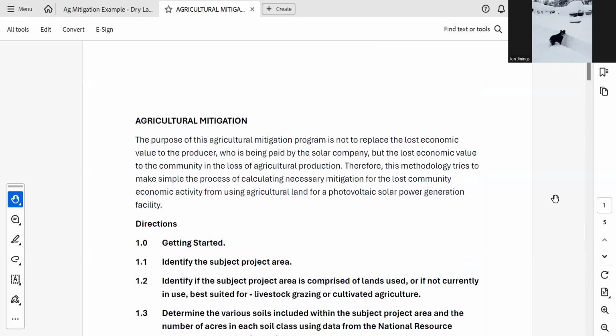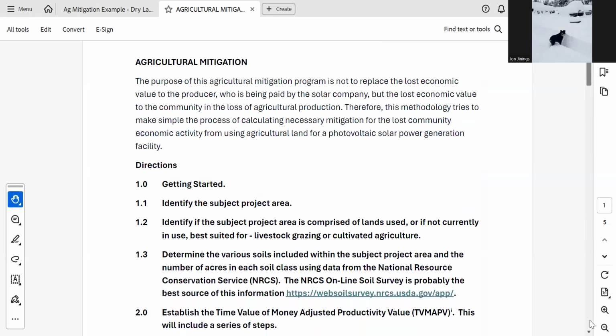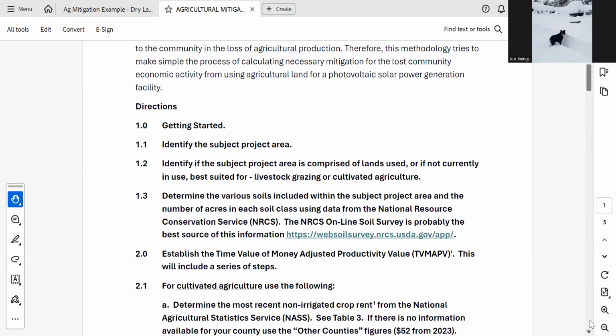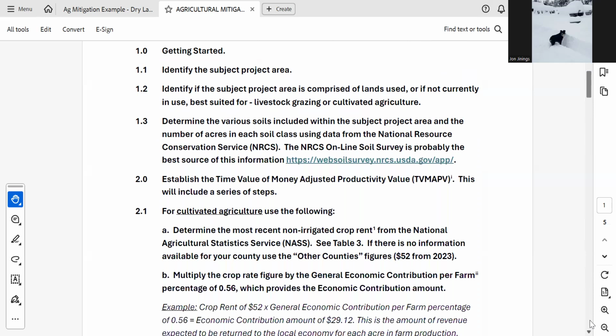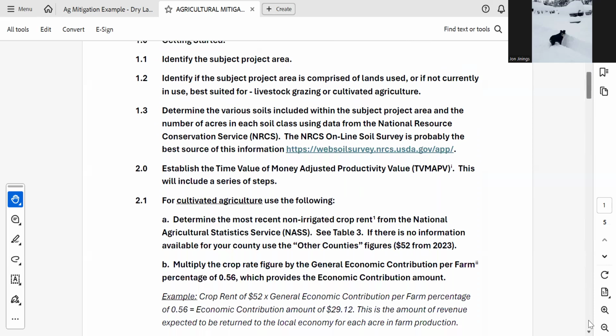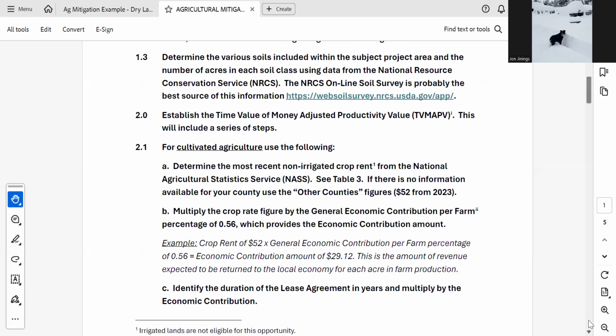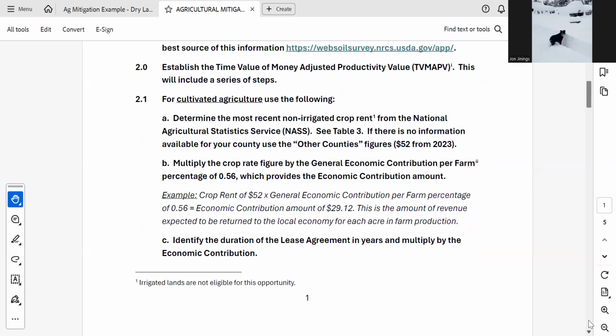Here again, this sets the stage, what the purpose is, and walks us through some steps. Getting started, you want to identify the property area, and then you look at the soils, and you also determine what the use is, or what it's best suited for. And there's really two choices, right? It's either livestock grazing or cultivated agriculture. Then we want to inventory the soils, and then we get started, right? The time value of money.